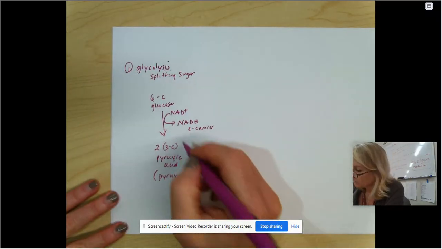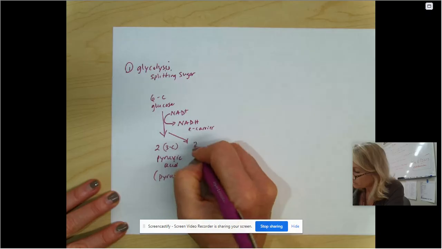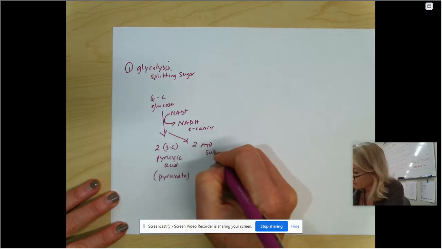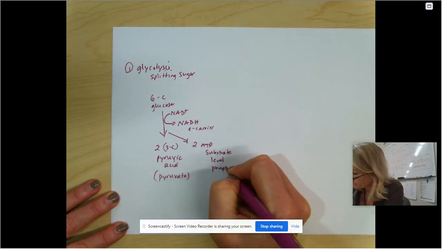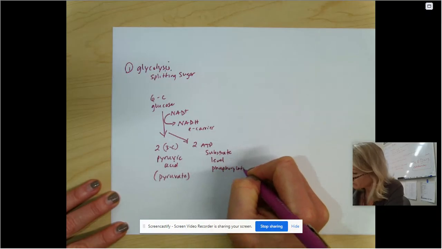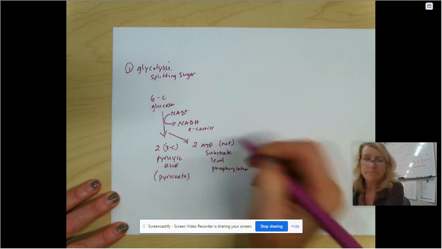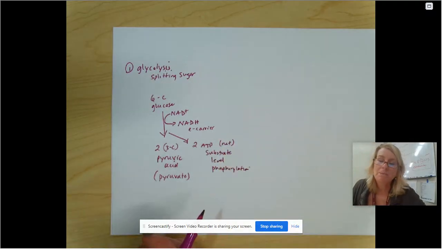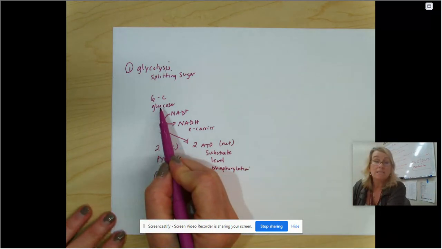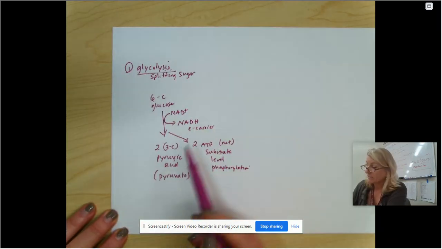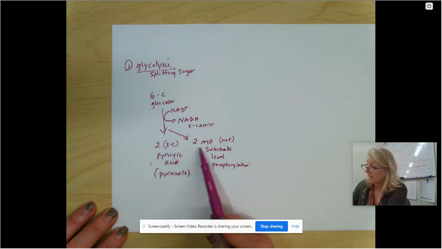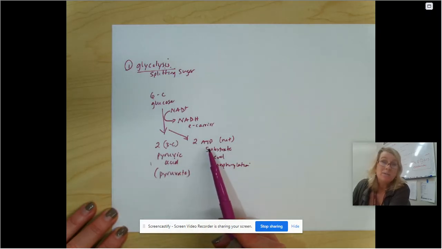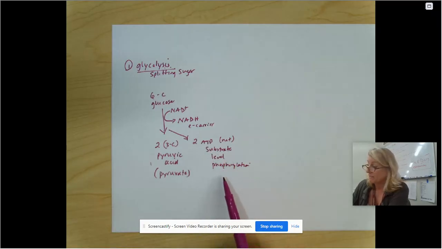In the process, we are also going to create 2 ATP by substrate level phosphorylation. And I'm just writing net because technically speaking, we create 4 ATP, but we have to invest 2. So all I want you to know is that when glucose is oxidized during glycolysis, we make pyruvic acid, which has 3 carbons apiece. We make 2 ATP, which isn't very much. That's why I want you to know the number, by substrate level phosphorylation.